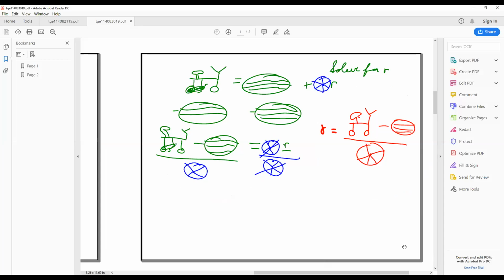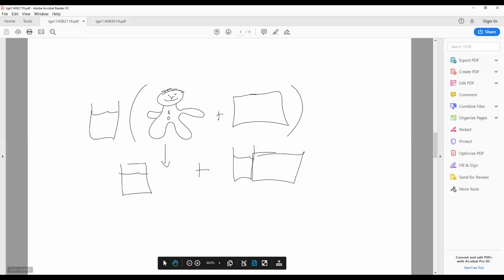You've got to subtract that watermelon from both sides. And then divide by this pizza thing, right? And then you can get R. So here it is, bicycle minus watermelon over pizza. Just draw some funny shapes and things like that. Then, let me go back over to the other one. There's that one again.